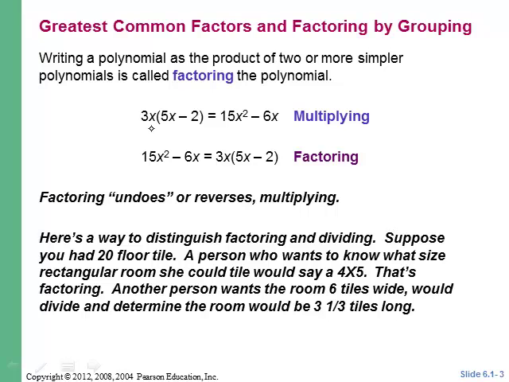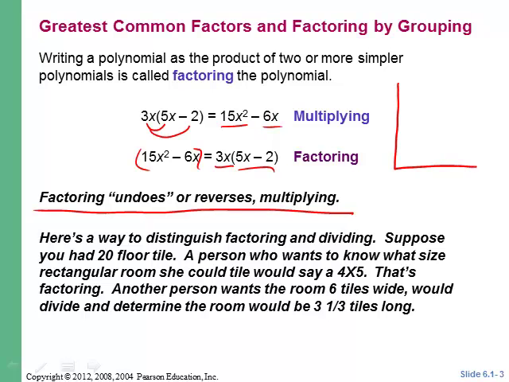If you notice, the 3x times the 5x is 15x squared. 3x times negative 2 is negative 6x. So if we see this, we can factor out a 3x and we're left with that. Factoring undoes or reverses multiplying. Now when we were in grade school, we learned that dividing was the opposite of multiplying. Here's a way to distinguish factoring and dividing.